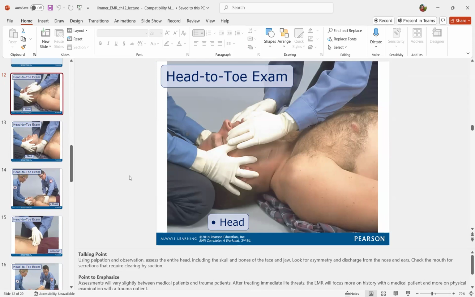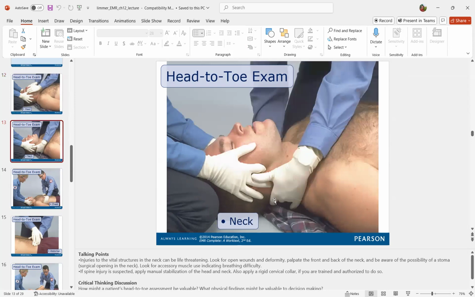So using palpation and observation, we want to assess the entire head, including the skull and the bones of the face and the jaw, including the lower jaw. We're going to look for asymmetry and discharge from the nose and from the ears. That would be the cerebrospinal fluid, so we want to make sure we're looking for that, or blood, coming from the nose or the ears. We're going to check the mouth for secretions and clear it with suction if we need to. Look for broken teeth, anything like that. So checking the whole head, looking for DOTS.